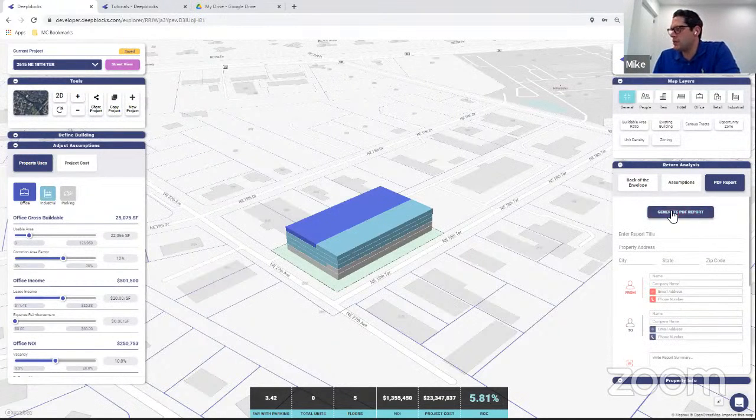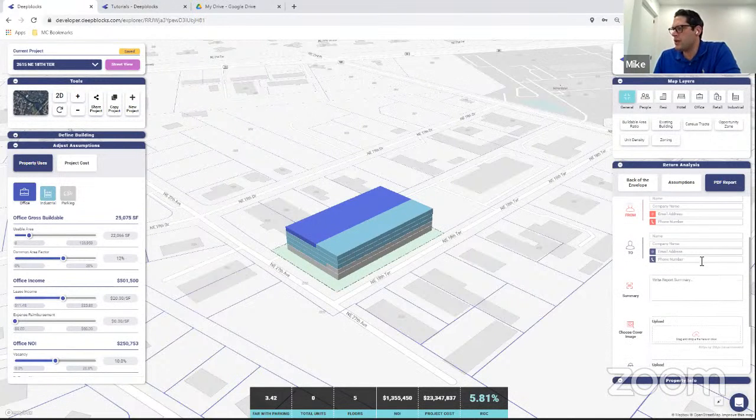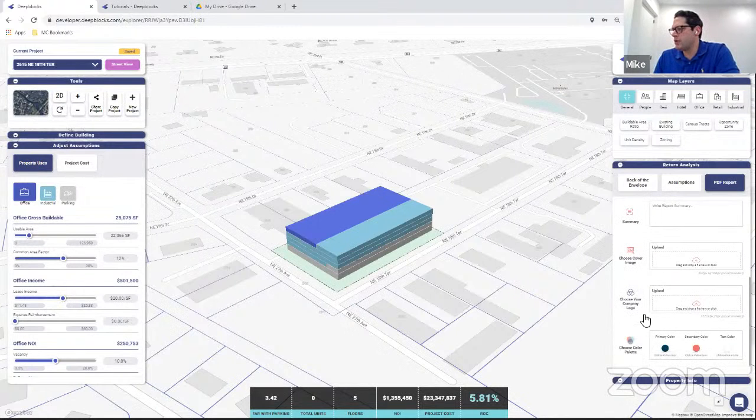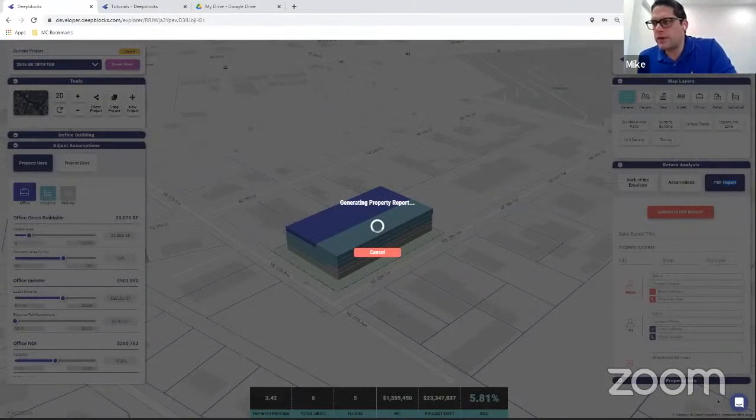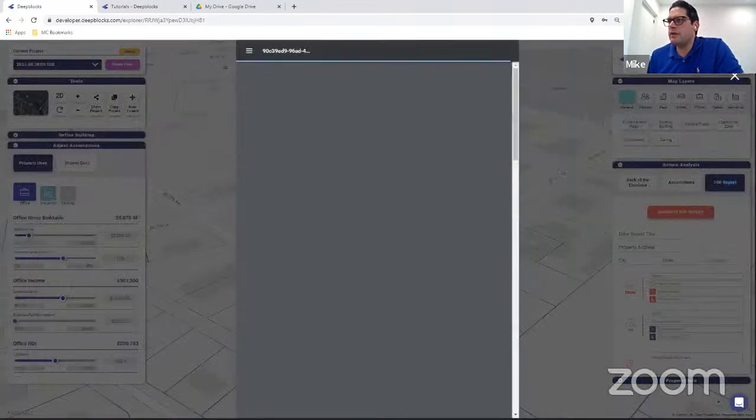We can generate this to a PDF report. You can customize your report, enter who it's from, who it's going to, write your own little summary, upload your own cover image for the particular property, upload your company logo and color palette. And we can generate that report. And you can do a report for every single iteration, for every single parcel that you're evaluating.